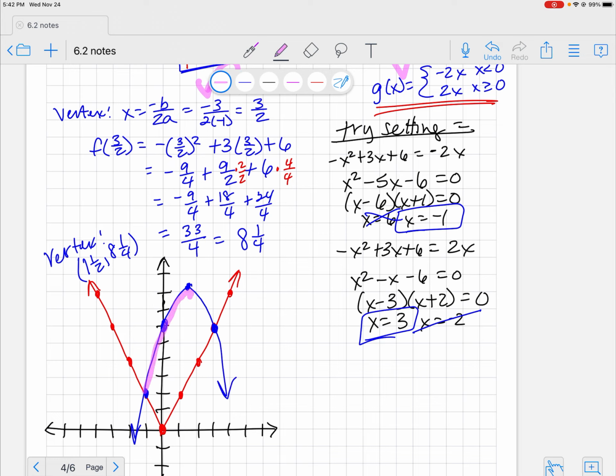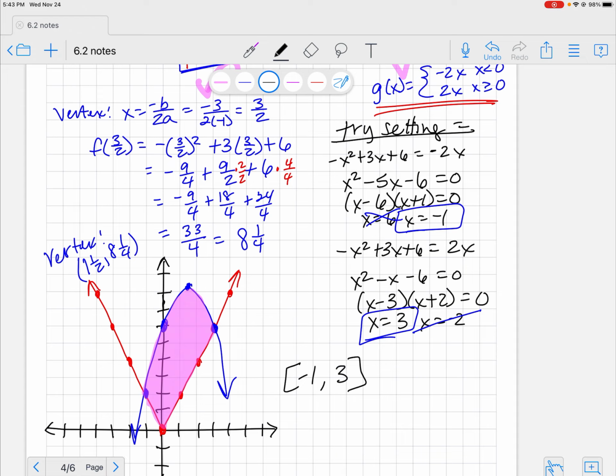And I'm going to color again, because this is the region that we're actually looking at. Did we get all that? That is the region we're actually looking at. So my region is going from negative 1 to 3.